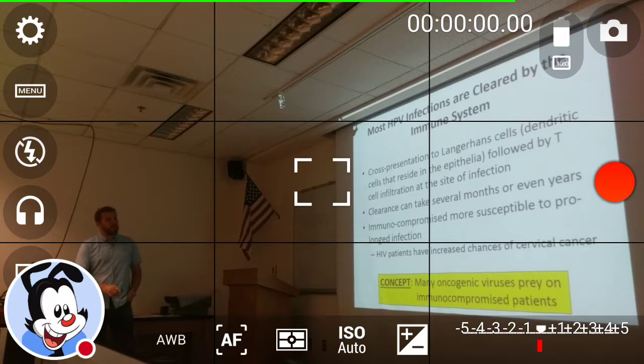Because it is controlled by T cells, you're more susceptible to an infection if you're immunocompromised. So HIV patients actually have an increased chance of cervical cancer just because of that. And that's just something to remember: this guy causes more disease in people with immunosuppression. And that all makes sense, right? The goal of the immune system is to get rid of these things that are maintained long term. All these viruses only cause cancer because they are in the host for so long, right?